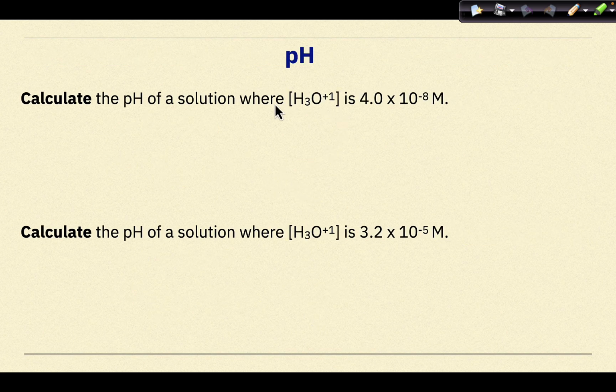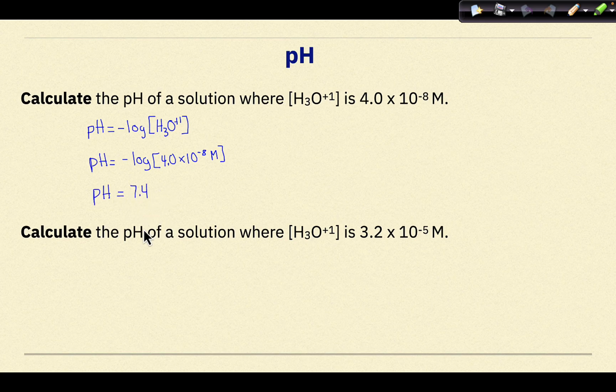Let's do examples of calculating pH given a hydronium ion concentration. So the first thing that we're going to do is write our equation to solve for pH, which is given to you on your AP Chemistry reference tables. So pH is equal to the negative log of the hydronium ion concentration. Then we're going to substitute in 4 times 10 to the negative 8 molarity into the equation. In your calculator, you're going to put in the negative log of 4.0 times 10 to the negative 8. This will result in a calculated pH of 7.4. Let's do another example.